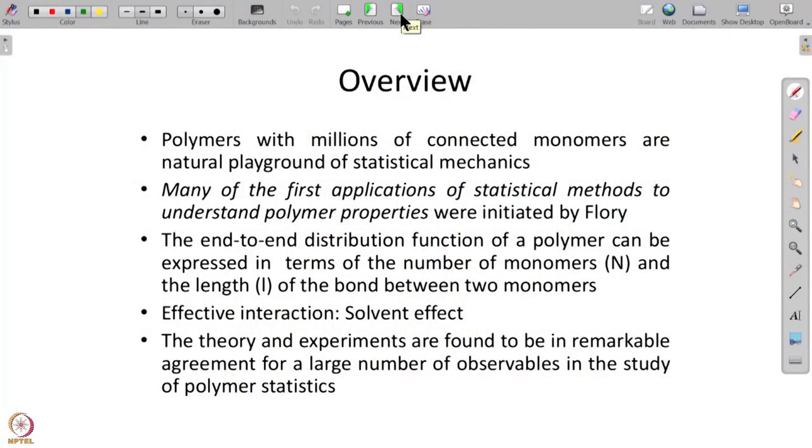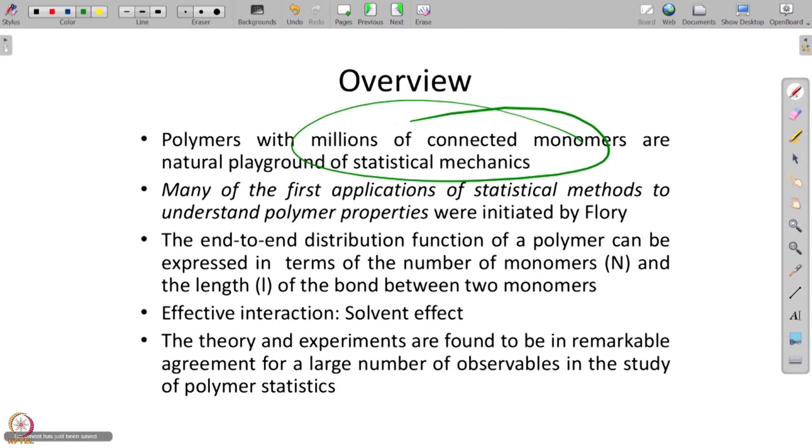So, polymers are what we have, and one has to remember, there are millions of connected monomers. We are not talking of 10 particle or 20 particle things. We are talking of the conventional polymers that we use every day, nylon and many other things, Teflon or rubber. There are millions and millions of monomers connected. And this is a natural playground of statistical mechanics because of this. Note the term natural playground of statistical mechanics. That is a very, very nice way to put it, because this is a completely many body system.